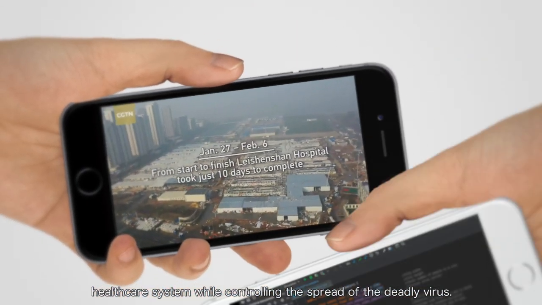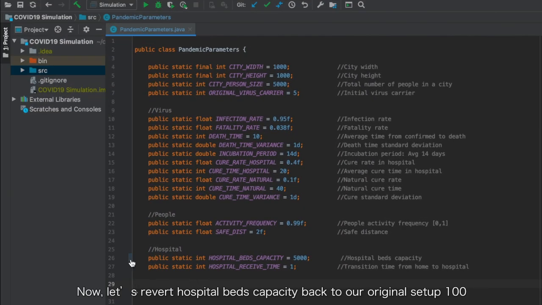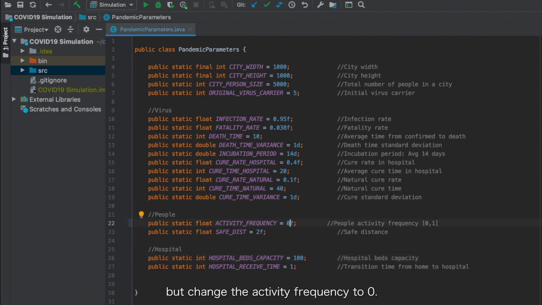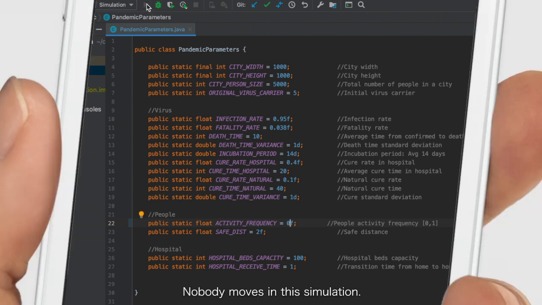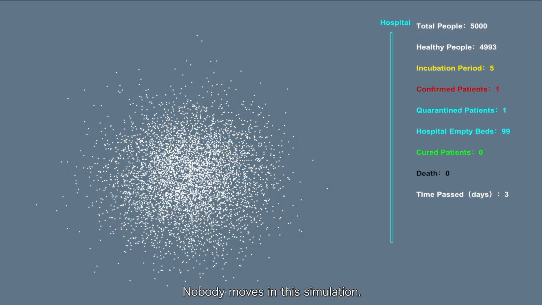Now let's revert hospital beds capacity back to our original setup, 100, but change the activity frequency to 0. Let's see how it goes. Nobody moves in this simulation. The confirmed patients are transported to hospital to receive treatment quickly. After 1 month, only 0.1% population are affected by the virus and 1 person died.